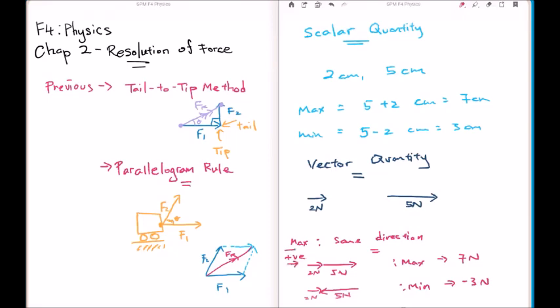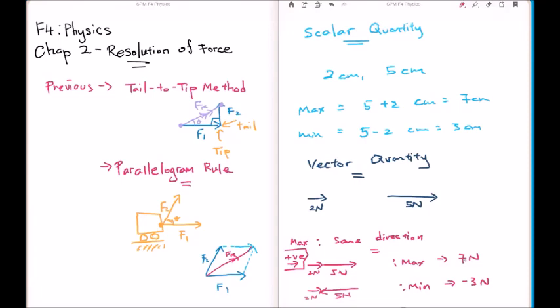You need to define where is positive. Which direction is your positive direction? So when it's negative, the direction is opposing to what you have defined as positive. Okay? This is important, especially when you deal with force. Which direction is it going? I hope you're still with me.